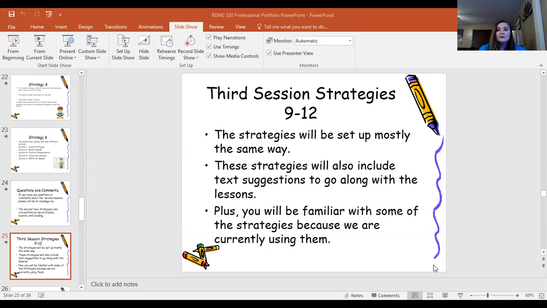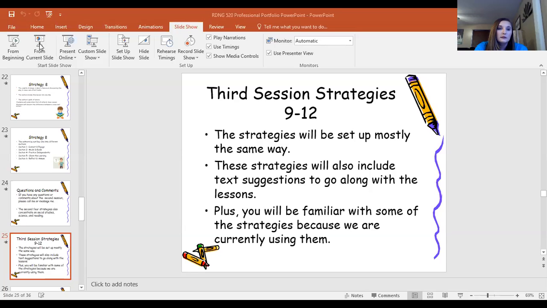Now, the first two sessions we've gone over lessons 1 through 8. This session is going to focus on lessons 9 through 12. And again, they are set up mostly the same way. I will include the text that they suggest to go along with the lessons. And you're going to be familiar with some of the strategies because we currently use them in our classrooms. But again, it's just a different way that we can present these strategies and these skills.